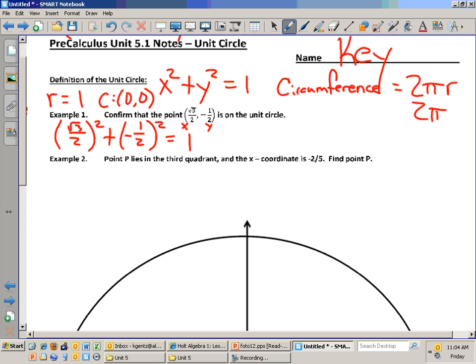What's the square root of 3 over 2, quantity squared? What do you get when you square square root of 3? 3. 2 squared is 4, plus negative 1 squared is 1, and 2 squared is 4. 3/4 plus 1/4 is 1. So therefore, that point is on the unit circle, because when you plug it in and square both and add them together, you do get 1. Any questions on that problem? Very good. Move on to the second one.